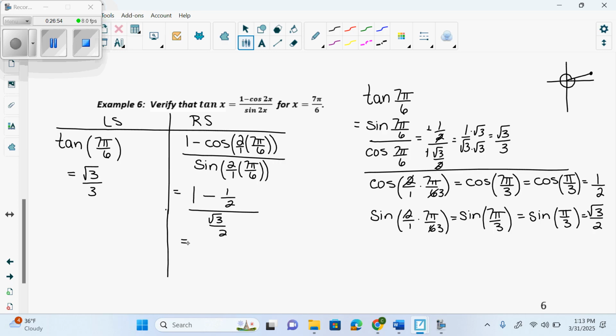What's 1 minus a half? 1 half. Divided by root 3 over 2. What happens with the 2's? Cancel off. I'm left with 1 over root 3. Rationalize it. Okay, flip over.